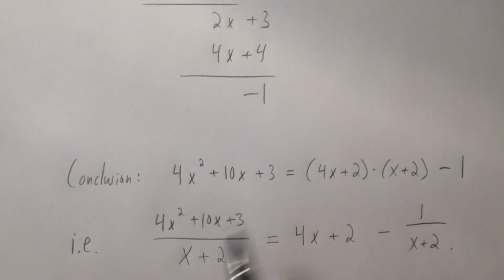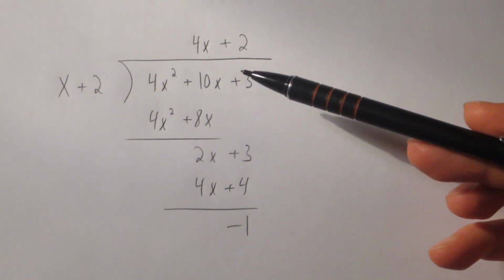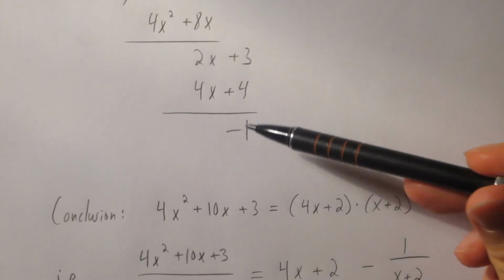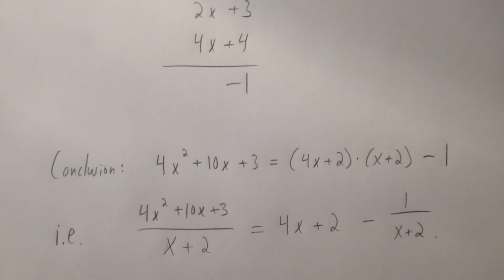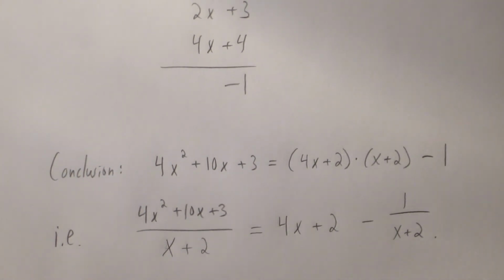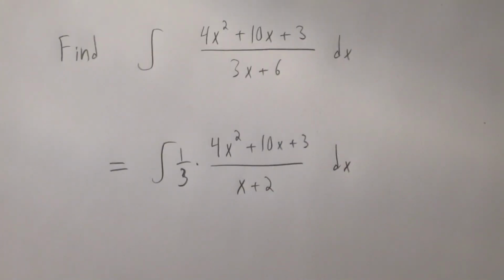So this can be written as 4x plus 2, and then there is a minus 1 remainder, so you get minus 1 over x plus 2 there. So that's long division.